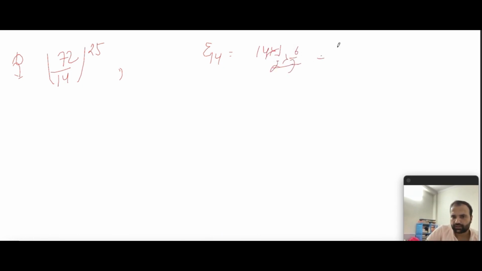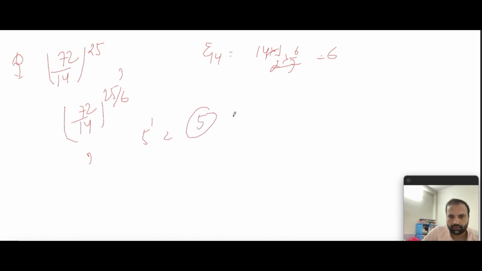Now we'll do some more questions over here. Let's say 72 to the power 25 by 14, and we need to find the remainder. Very simple. What we need to do is the Euler of 14, which is 6 by 7, is equal to 6. So 72 to the power 25 by 14 is nothing but 25 by 6. So we have 5 and we have 1. So the remainder would be 5.